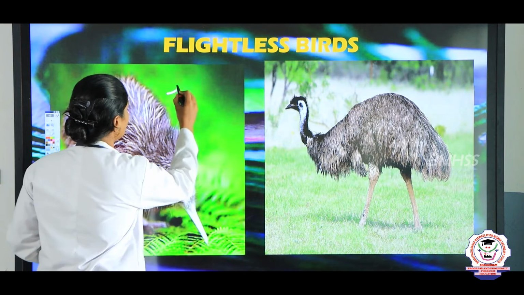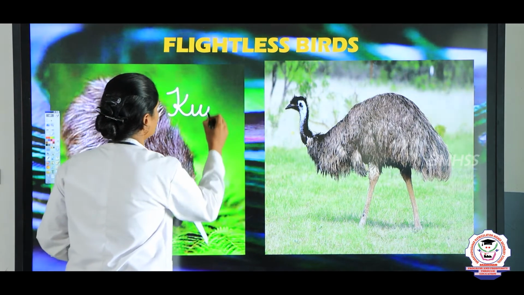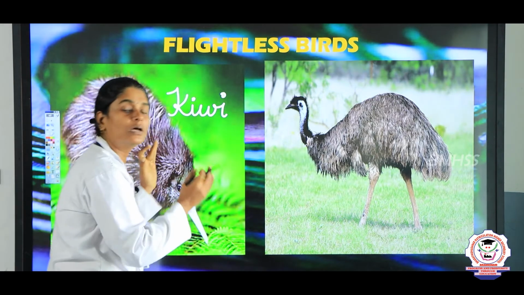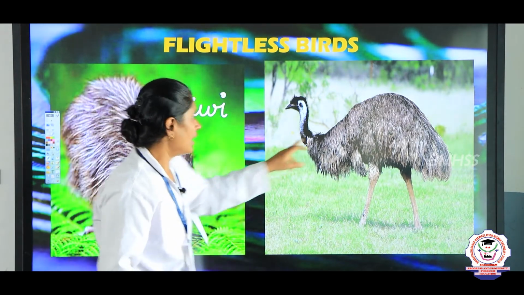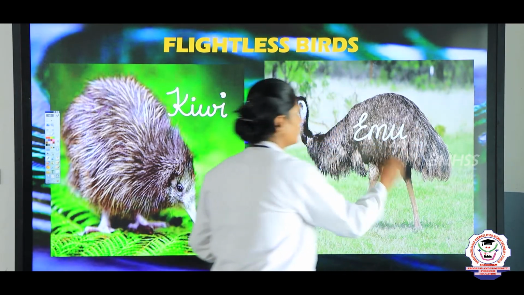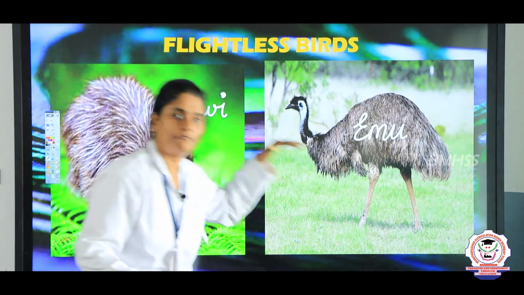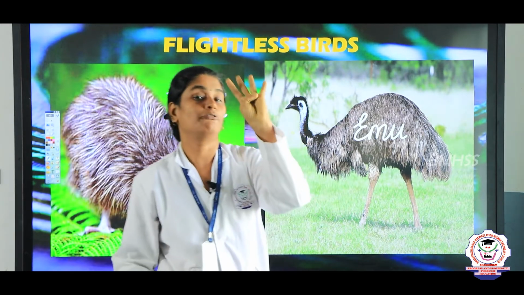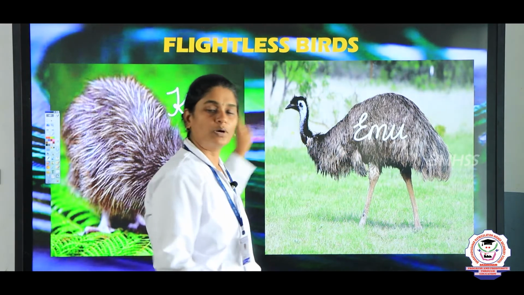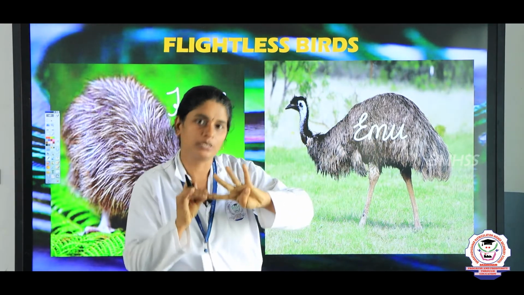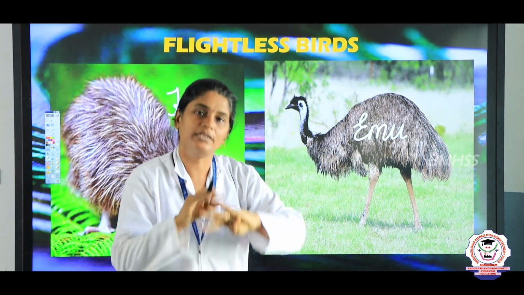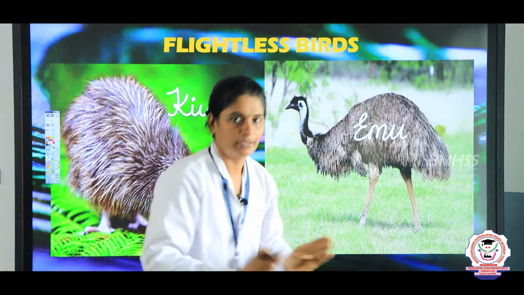So some more flightless birds are emu and kiwi. This one is kiwi. K-I-W-I. The name of the bird is kiwi. Kiwi is also a bird which will not fly. And the next one, emu. E-M-U. Emu is also a bird which will not fly, right? So now you have learned there are four birds that will not fly. The rest of the birds all will fly. So what are the four birds? Ostrich, emu, kiwi, penguin, right? So these are the birds that will not fly.